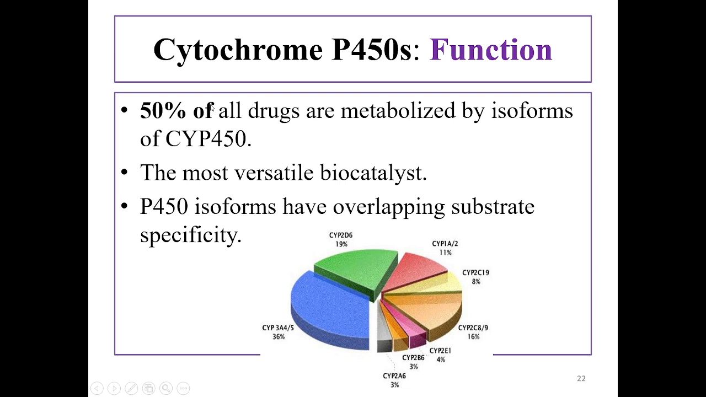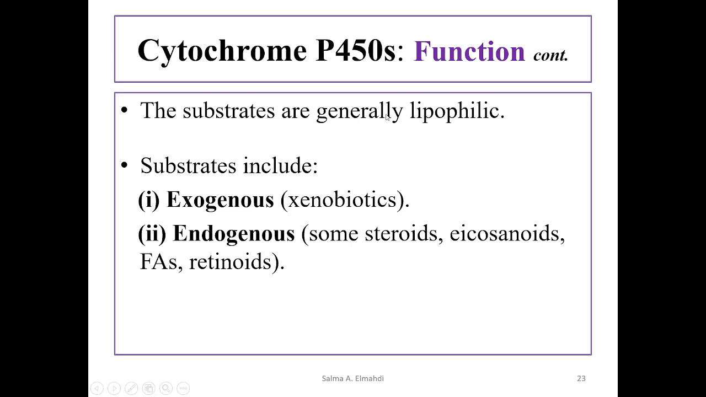Regarding the function of cytochrome P450, almost half of the drugs in the body are metabolized by different isoforms of cytochrome P450. So its major function is metabolism of drugs. And cytochrome P450 is considered the most versatile biocatalyst because it acts on so many substrates. P450 isoforms have overlapping substrate specificity. The substrates are generally lipophilic, we said.